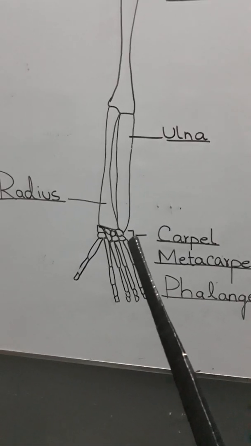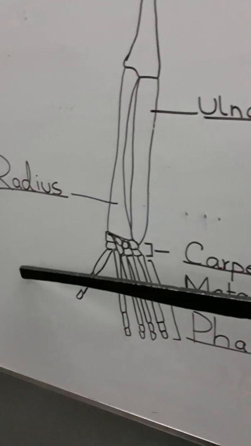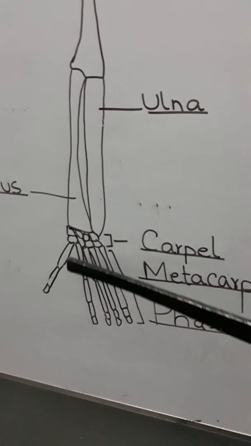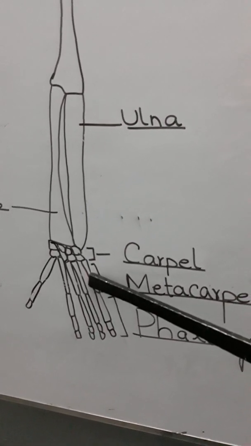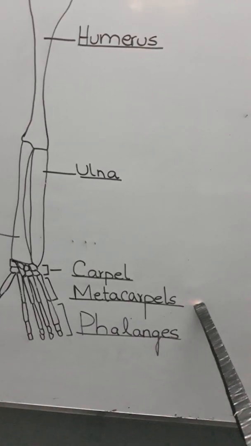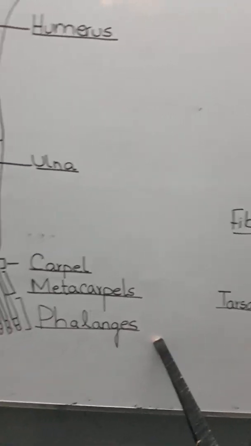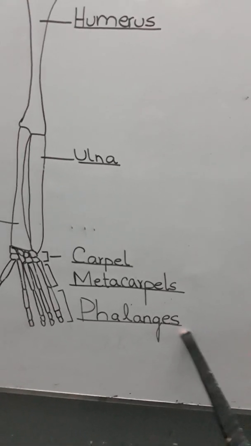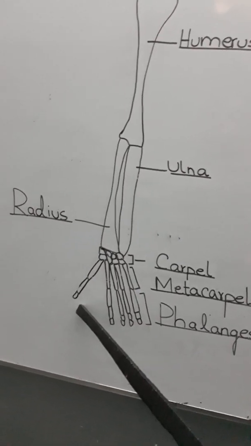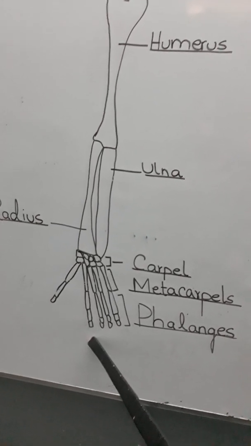The next, these bones are called the 1, 2, 3, 4, 5. The 5 bones in our palm are called the metacarpals and the finger bones are all together called the phalanges. Okay, phalanges are 14 in number. The thumb consists of 2 phalanges while the remaining fingers consist of 3 phalanges.